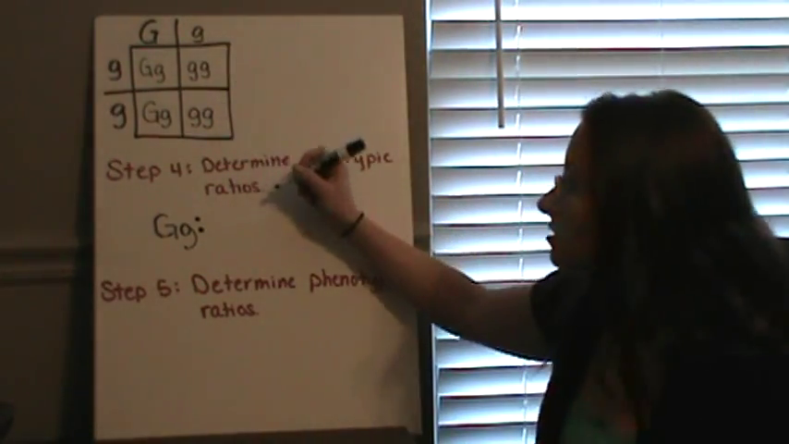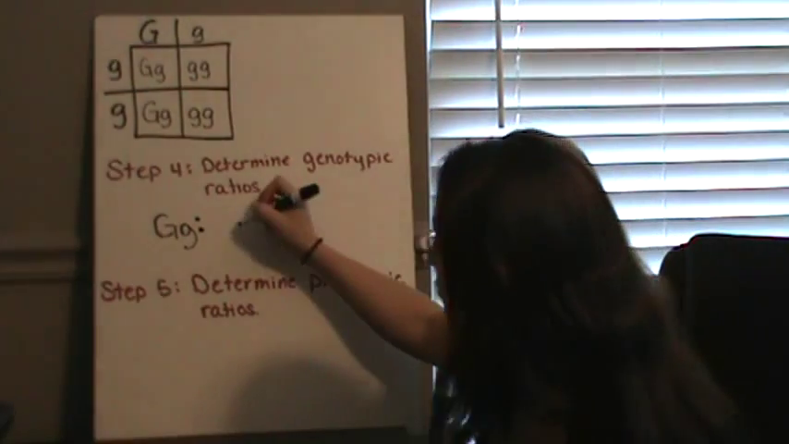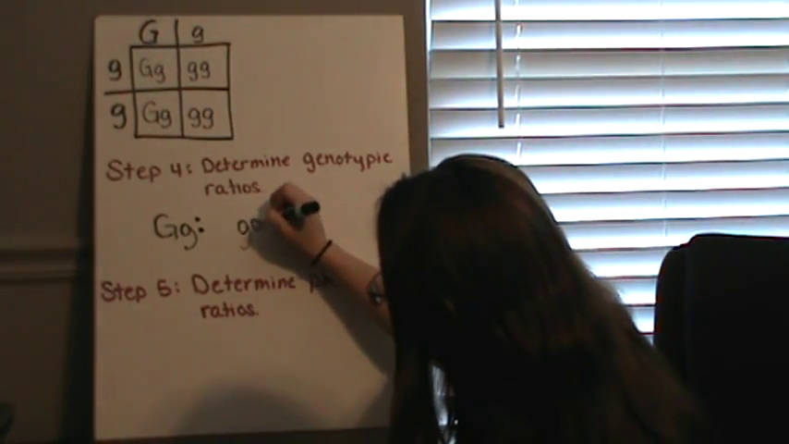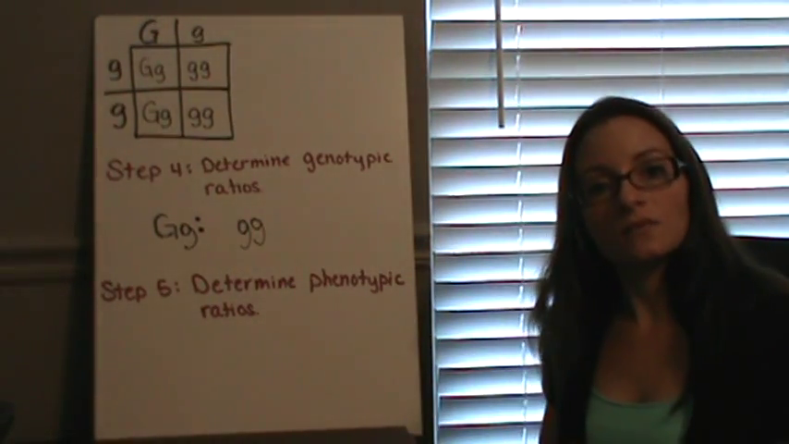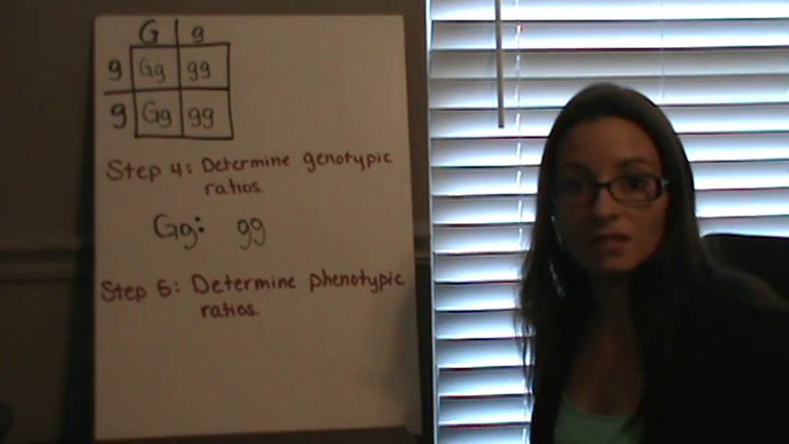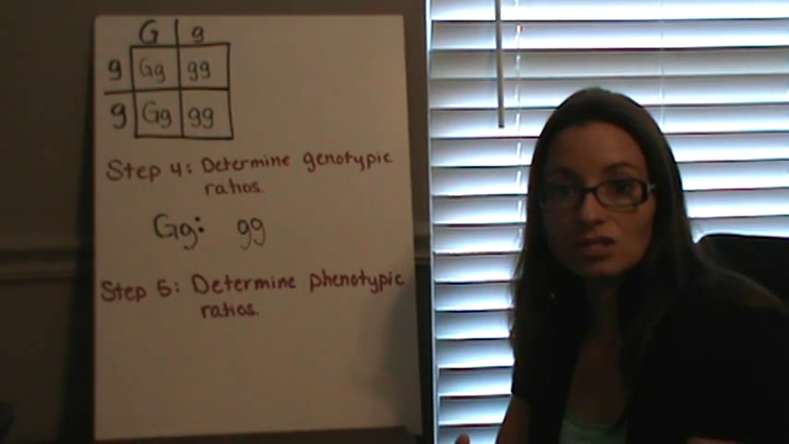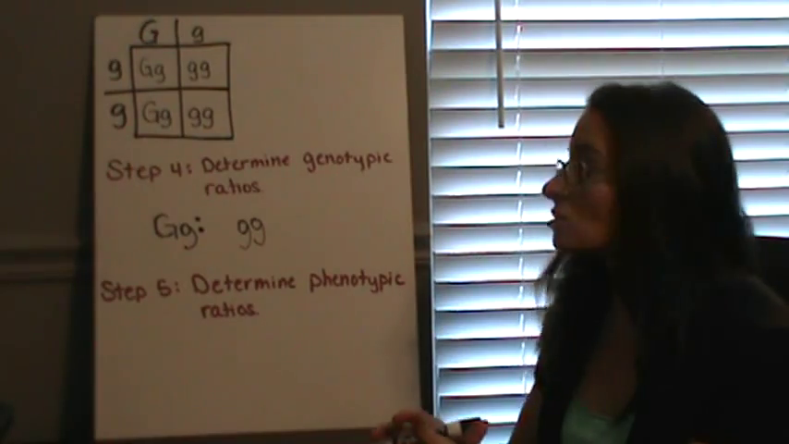And we have little g, little g. So we've only got those 2 combinations. So we're going to write that down. And then the next thing we need to do to figure out the ratios of this is how many big G, little g's do we have and how many little g's do we have.